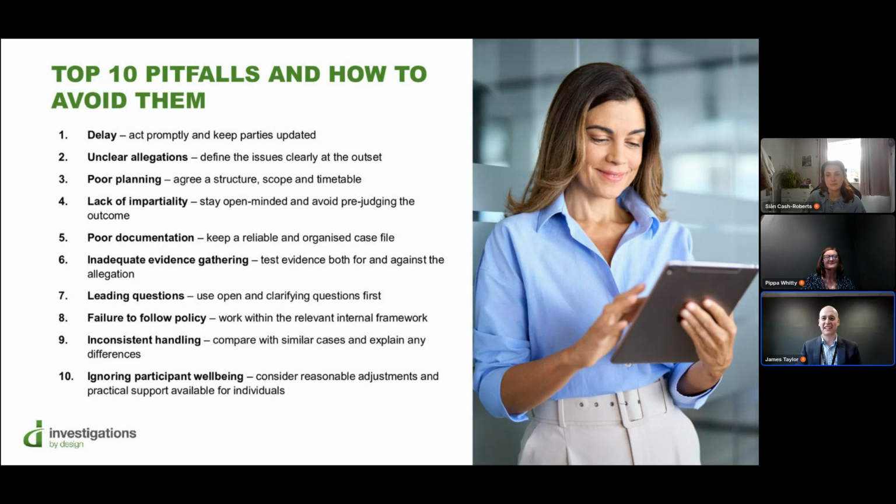Obviously, the job of the investigator is to preserve the integrity of the investigation. So, emails cut and pasted into Word documents, etc. Your job is to preserve the integrity. Leading questions have limited evidential value and are likely to meet with objection. They also suggest a predetermined view, not neutral evidence gathering. Failure to follow process: stick to the policy. Follow the scope outlined in the terms of reference. You could do the best report in the world, but if you're not following policy and you're outside the terms of reference, it's not going to get you anywhere.